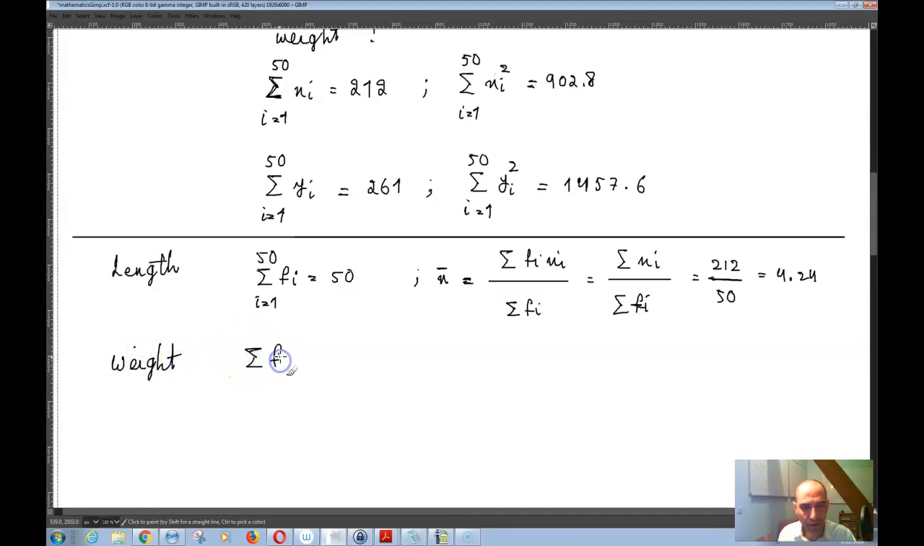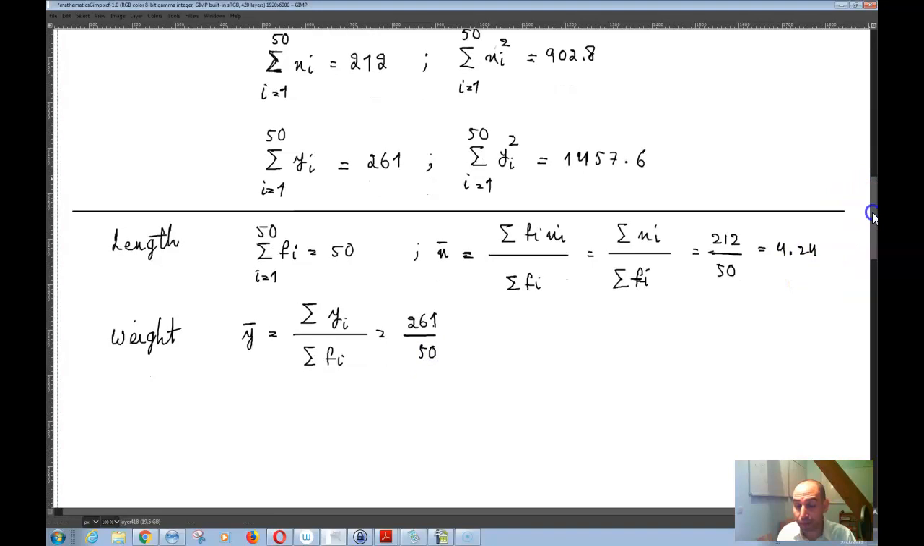when it comes to the weight, then y bar is equal to sigma y of i, and I'm not writing f of i anymore, because we already talked about that. We said that we don't have to write it in this particular case. So I write this as sigma y of i divided by sigma f of i. Now sigma y of i over here is equal to 261, and sigma f of i is equal to 50.